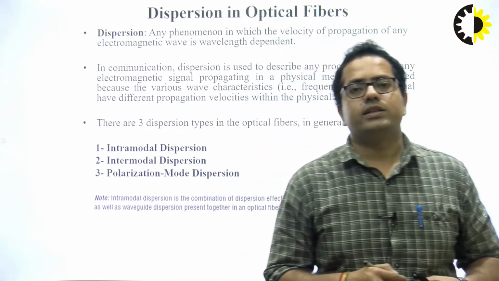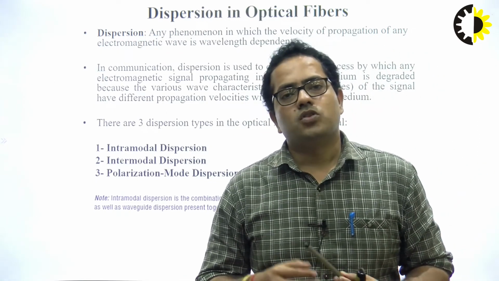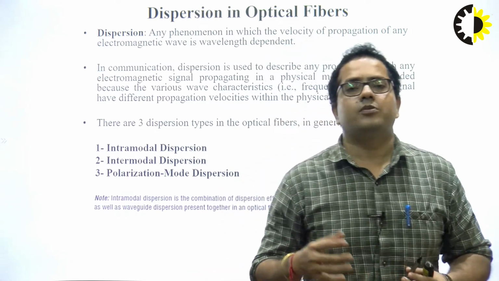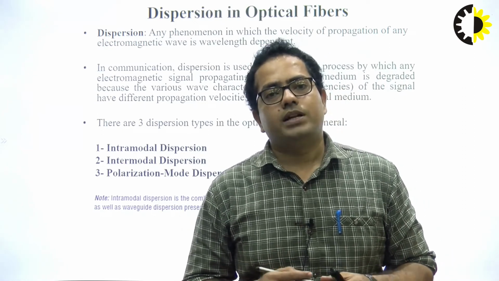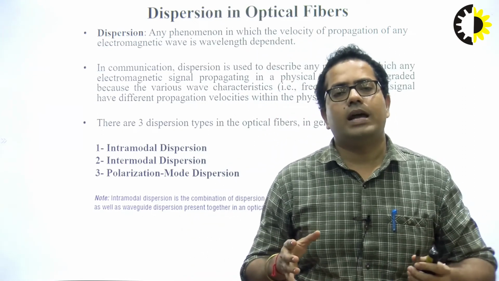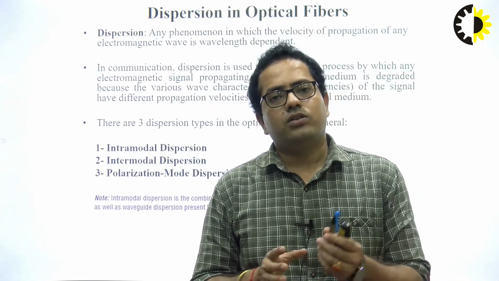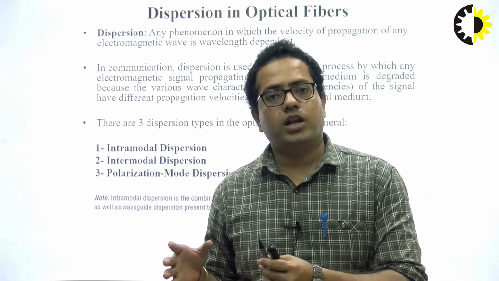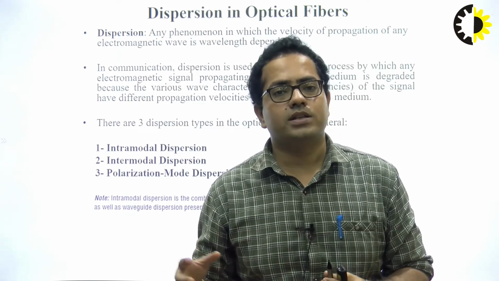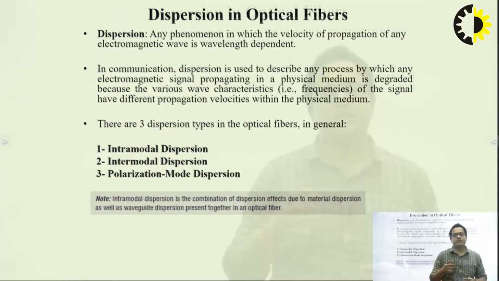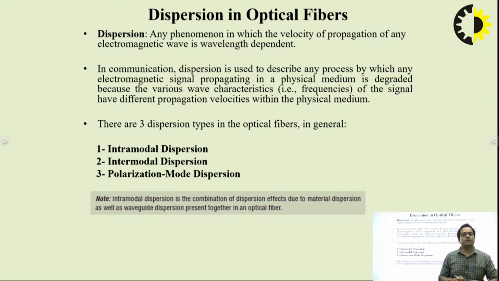Whenever your optical signal is passing through an optical fiber, with the help of total internal reflection it is propagating inside the fiber and coming out at the end of the fiber. Now, there are various phenomena that lead to the overlapping of optical signals. The phenomenon that leads to the spreading of a pulse is called dispersion. So dispersion is of three main types: first is intramodal dispersion, then intermodal dispersion, and polarization mode dispersion.